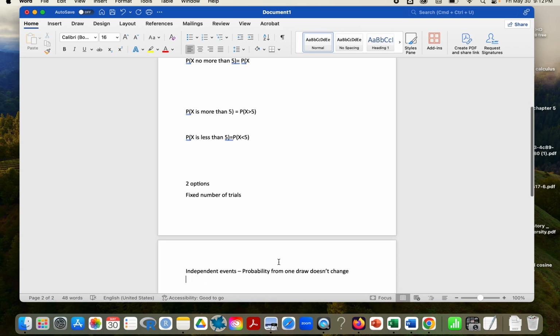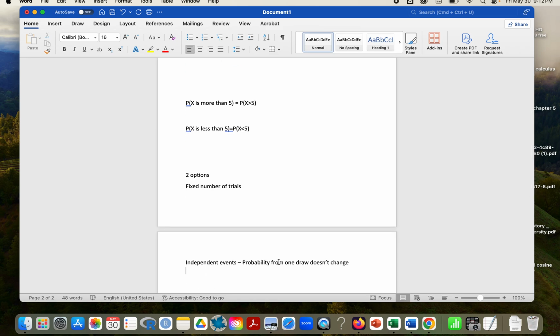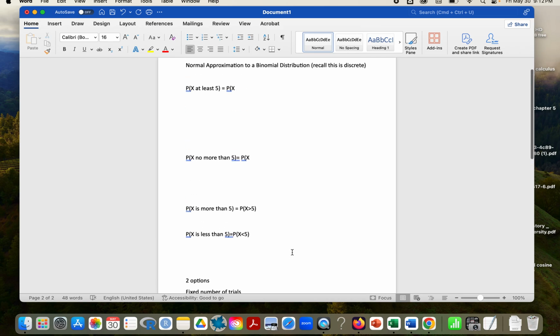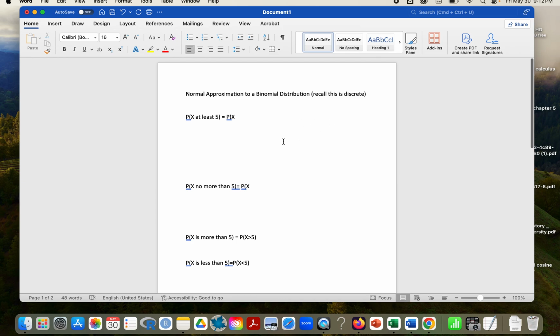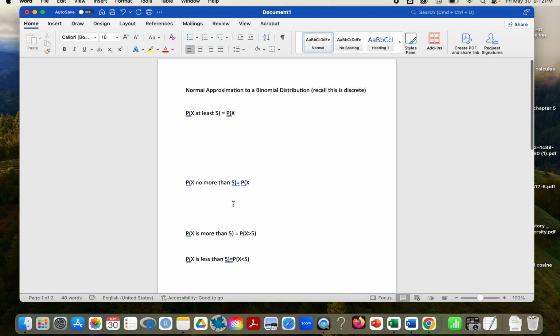So this is very similar to when we're dealing with the binomial distribution and we're dealing with percentages. But the difference is now we're dealing with counts. So instead of trying to figure out what's the probability of being between 5% and 7%, we're trying to figure out what's the probability of being at least 5 or no more than 5 or more than 5 or less than 5.